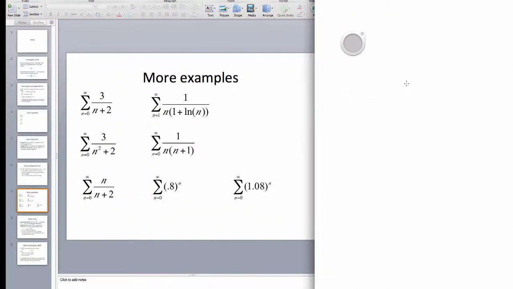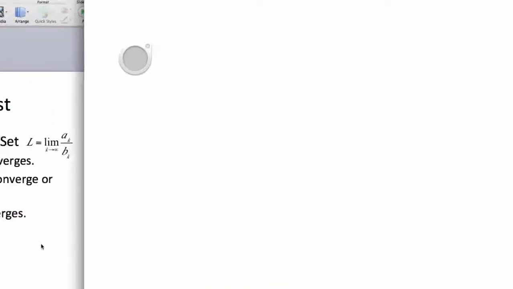Going to talk about our last two examples of series. The sum n equals 0 to infinity of 0.8 to the n, and the sum n equals 0 to infinity of 1.08 to the n. And to talk about this, we will generalize a little bit and talk about geometric series in general, of the form the sum k equals 0 to infinity of x to the k. We'll look at this for different values of x.